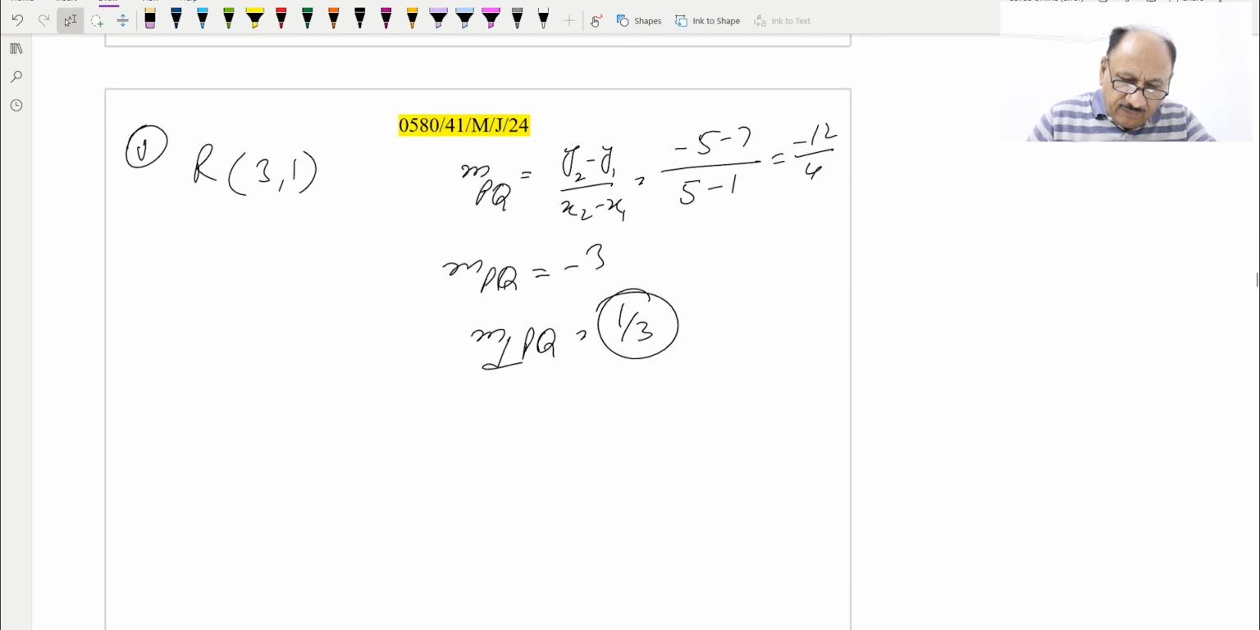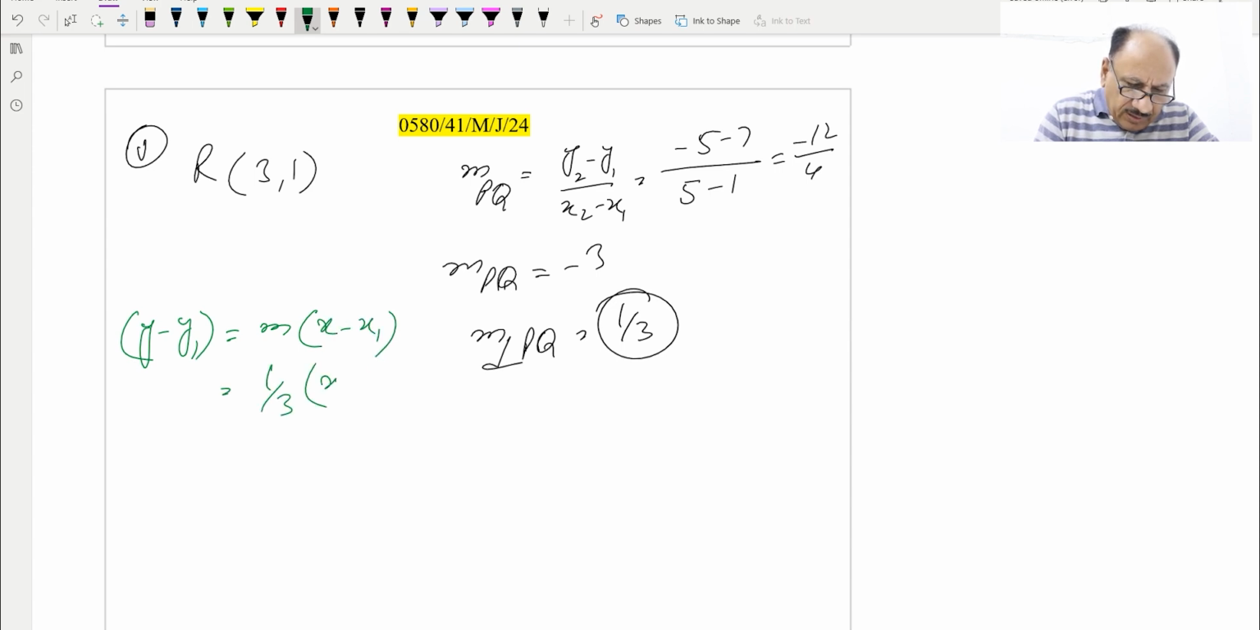Now we have gradient, and we have the point also, and we need to write the equation. So we can write y minus y1, which is equation of line in point slope form. So this will be m into x minus x1. M we know is 1 by 3, and x value is 3, and y value is 1. So we can open the bracket.